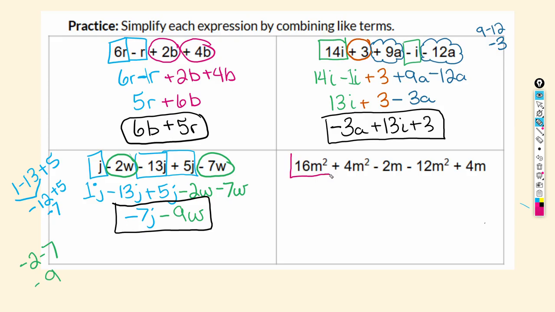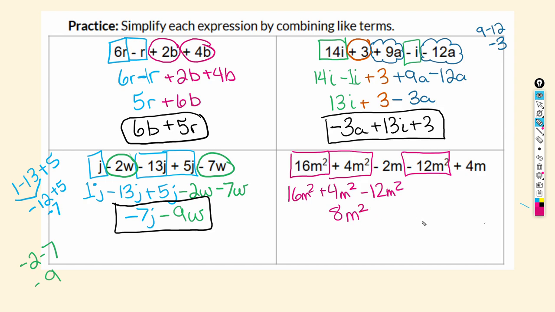So let me find all of the m squared terms first of all. There's an m squared, no squared, m squared, no squared. Okay, so when I rewrite, 16m squared plus 4m squared minus 12m squared. Okay, so this I can kind of do in my head. 16 plus 4 is 20. 20 minus 12 is 8. So I'm getting 8m squared.